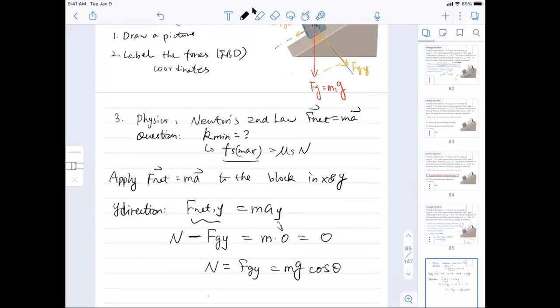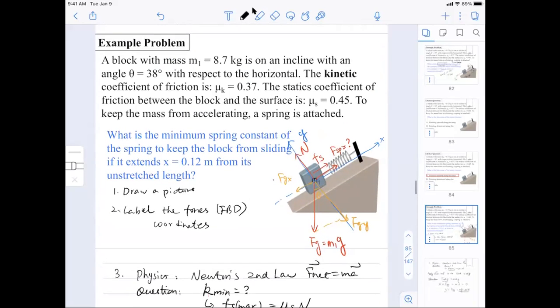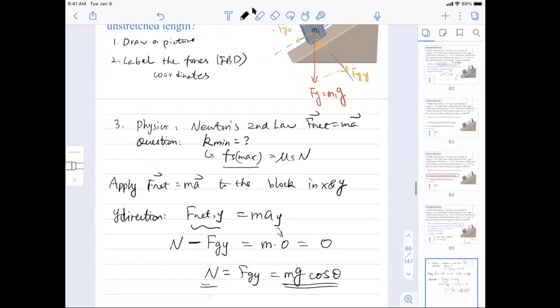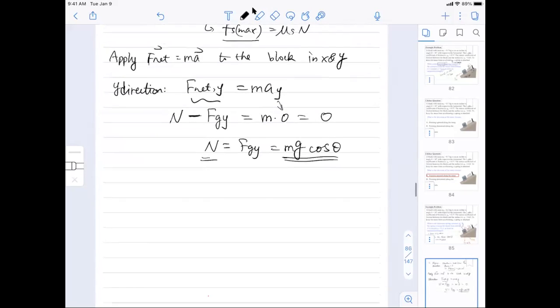Don't plug in numbers yet. We'll do the number plugging at the end. So here I'm going to express my results using the variables that are given. M is given, we know the mass, right? We know theta. So I'm going to keep it as mg cosine theta. Now let's apply it in the x direction.